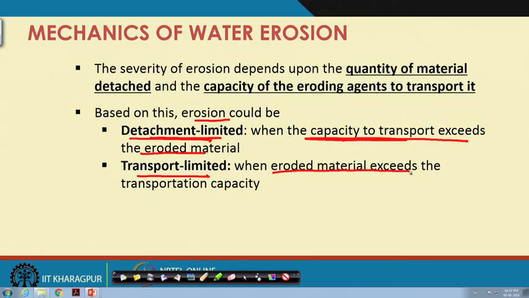On the other hand, when eroded material exceeds the transport capacity of the flowing water, then it is referred to as transport limited. So, that means the severity of erosion depends on the quantity of material that is detached and the capacity of eroding agents to transport it, and based on whether the transport capacity is more or the eroded material is more, it could be detachment limited or transport limited.